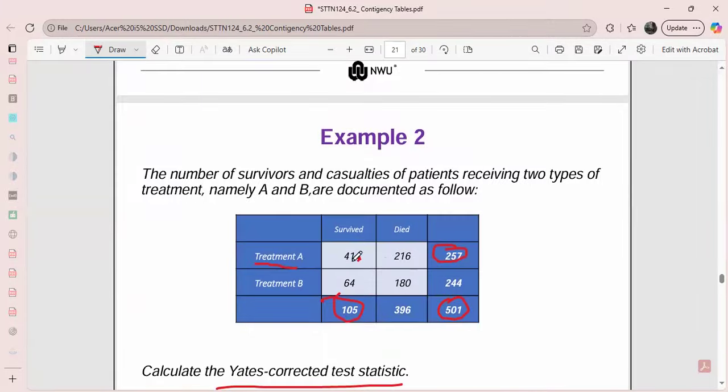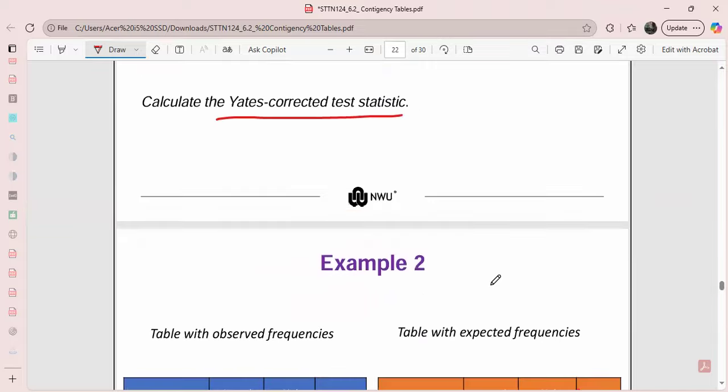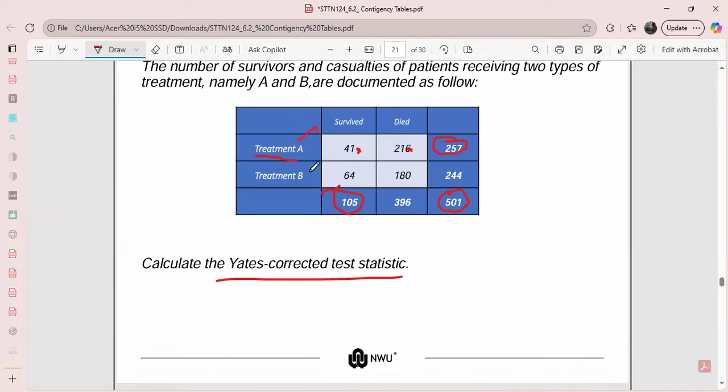Now I'm done. Now I move to the next one. 396 multiplied by 257 divided by 501. Just do this to get this one. You'll get 203.14. Now I'm done with treatment A. I go to treatment B. I'm going to use the row total. So it's going to be 105 multiplied by 244 divided by 501 to get the expected frequency for this one.